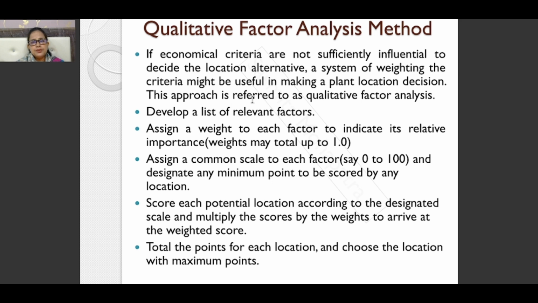Then we can put a weight on the different factors. Factors may be availability of raw material, availability of labor, the wage rate of the labor, transportation facilities, rules and regulations of the state or the country. These are all the factors, and on the basis of that we go for analyzing.